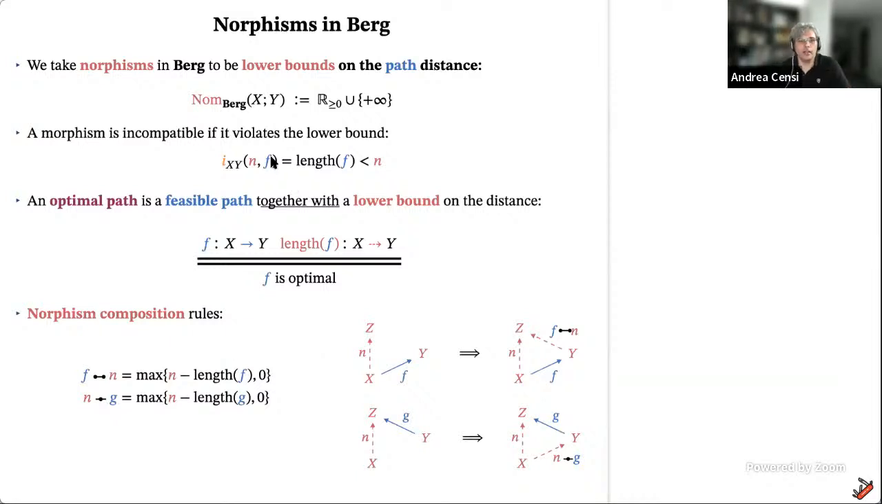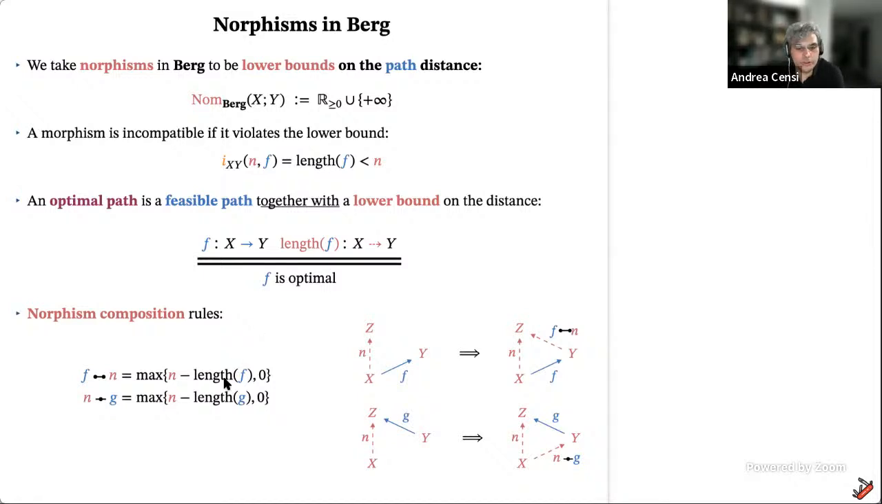Here's a possible formalization. I can take the norphism for Berg to be the lower bounds on the path distance. So I'll take the norphism to be non-negative integers, and I can also complete with plus infinity. That will be a negation of the possibility of any path. And the incompatibility condition is the following: n is incompatible with f if the length of f is less than n. The idea is that n is a lower bound, so f shouldn't violate this lower bound. Now, finally, we can say what an optimal path is with our formalization. An optimal path is a feasible path together with a lower bound on a distance, which is a norphism. So an optimal path is an f from x to y and a norphism from x to y equal to the length.